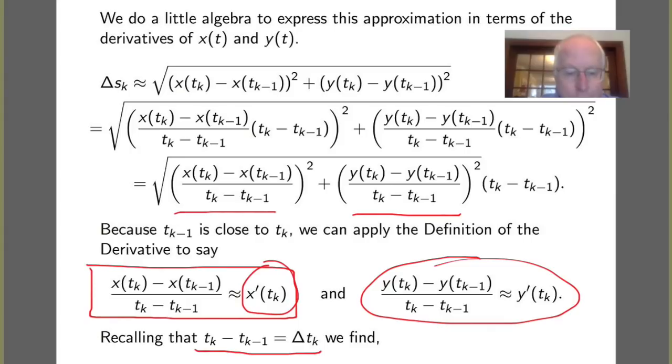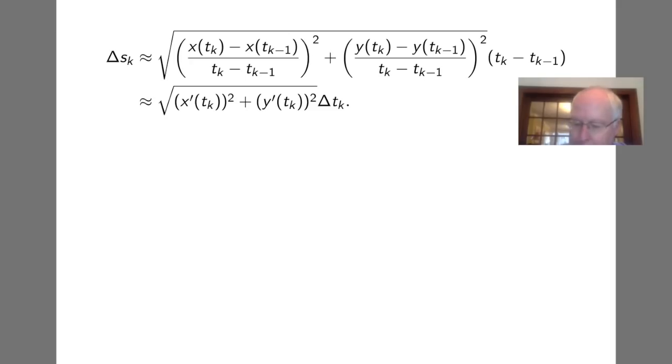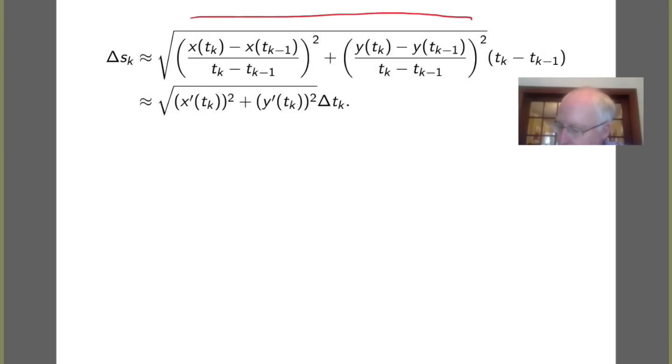Finally, we introduce the notation we came up with earlier: tk minus tk-1 is delta tk. So putting all this together, we find the following, that the delta sk is approximated by, again, this straight line distance, see here, which is in turn approximated by this sum of squares of the derivatives of the x and y functions.